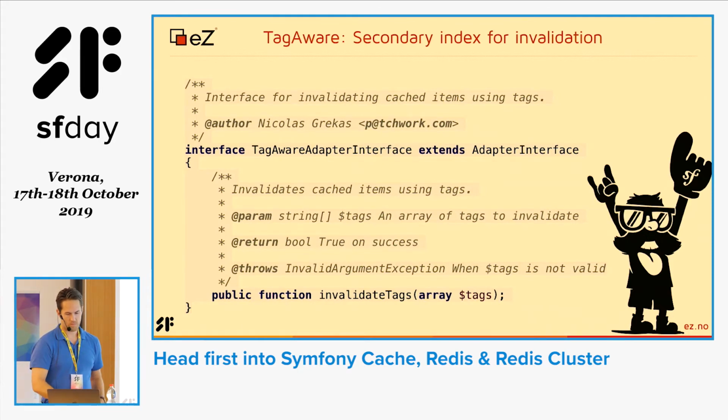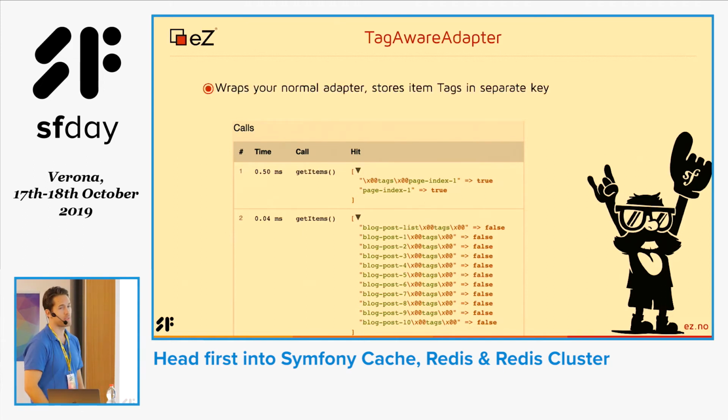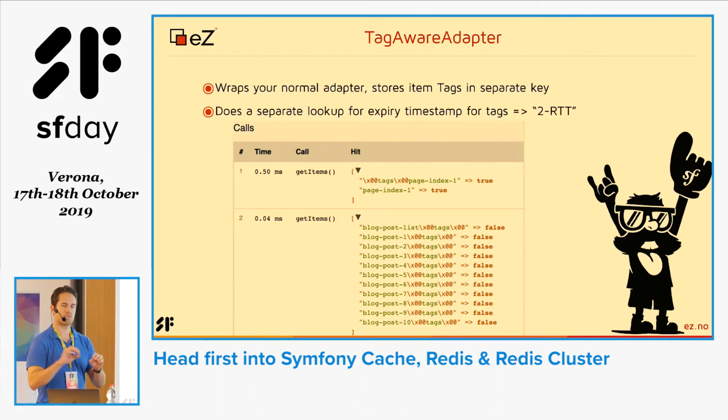Going into a bit of practice here, the adapter itself wraps your normal adapter. So if you have a Redis adapter, it will wrap that. If you have a file system adapter, it will wrap that. And it just stores the tags in a separate key. So you have the cache you are saving, and then the tags. And on top of that, it needs to have expiry.